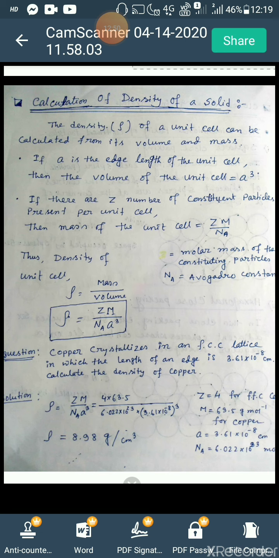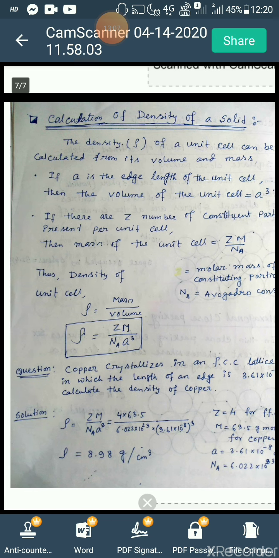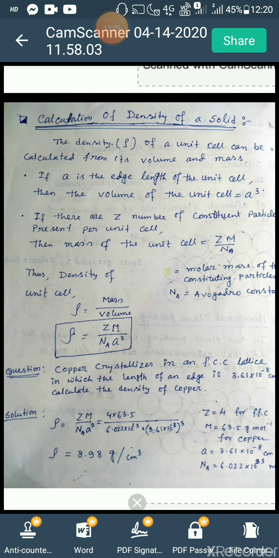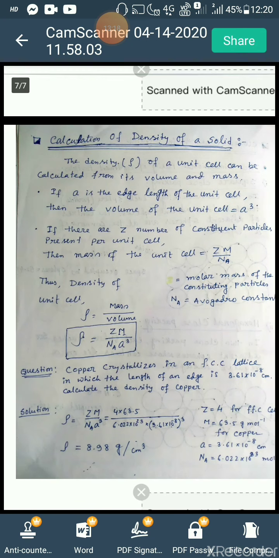Let Z be the number of constituent particles per unit cell. Then the mass of the unit cell is Z into M by Na, where M is the molar mass of the constituent particles and Na is the Avogadro number. So the mass of the unit cell is Z M by Na. Now the density of the unit cell, density means mass per volume, is Z M by Na a cube.